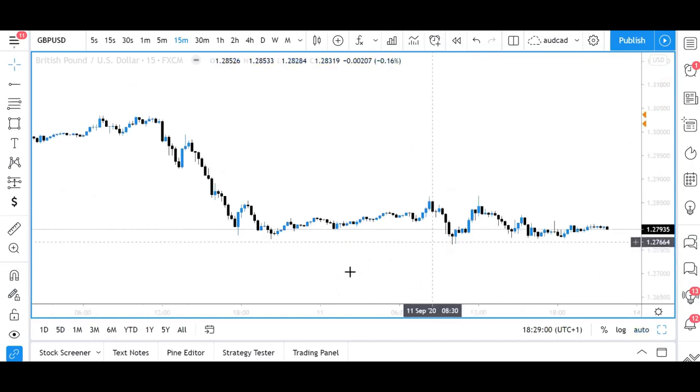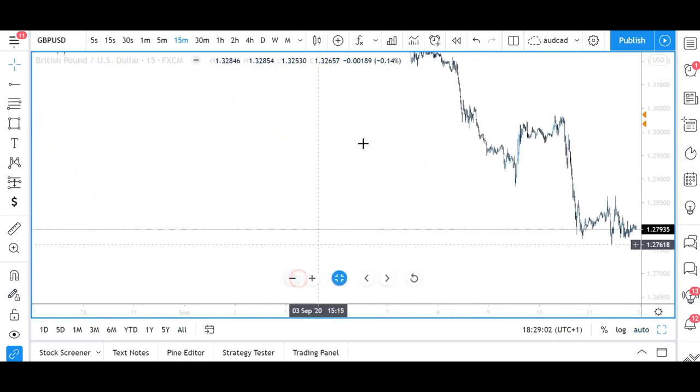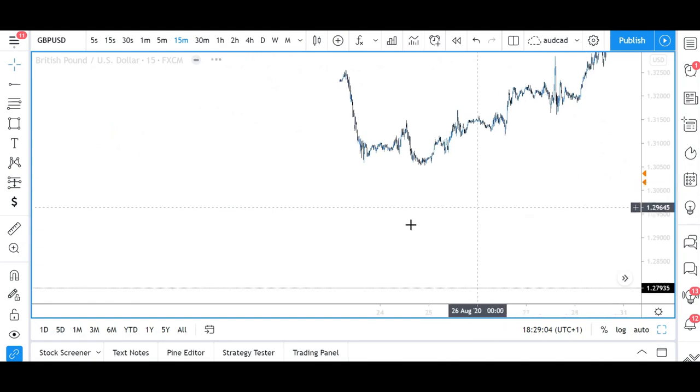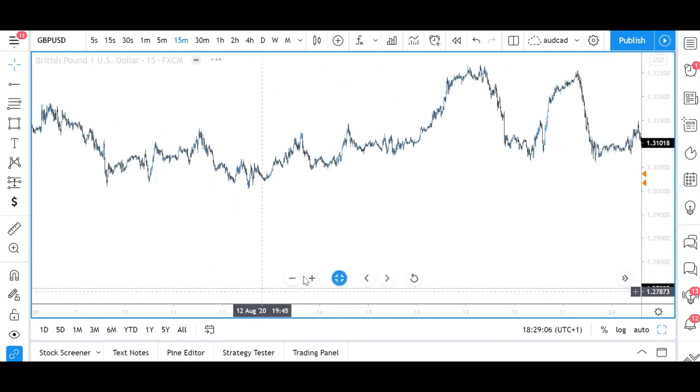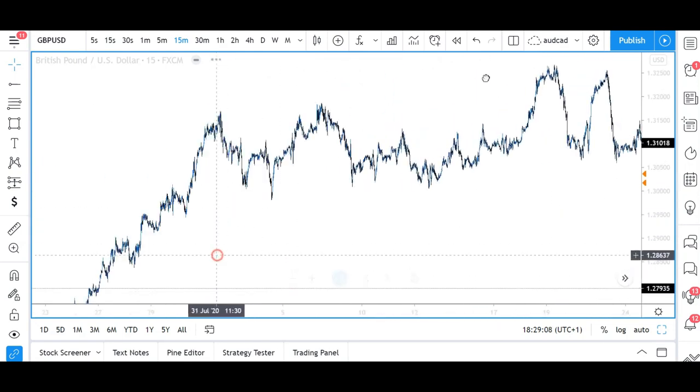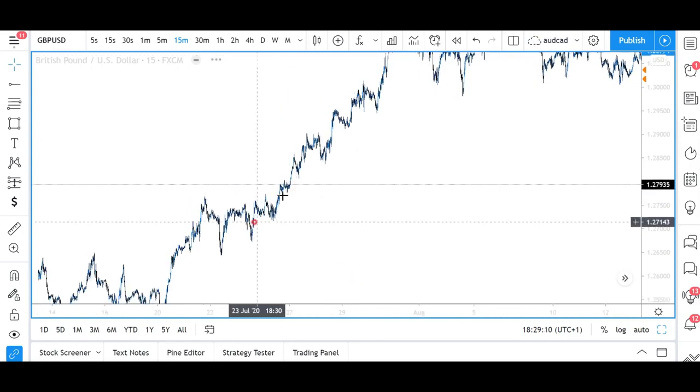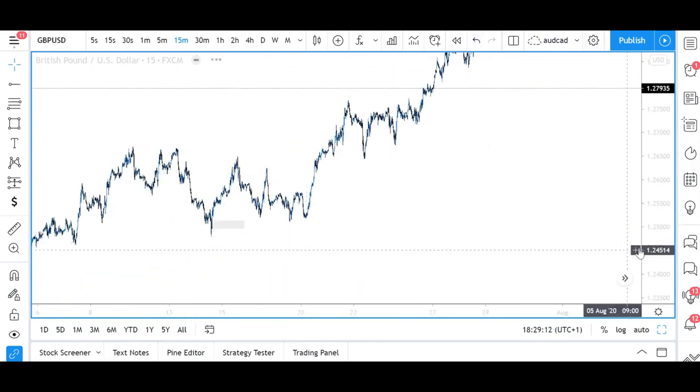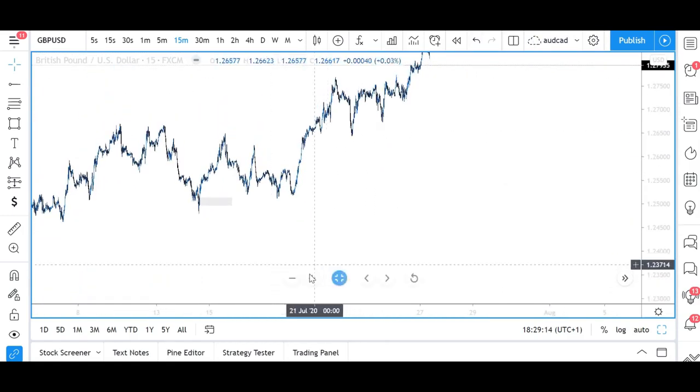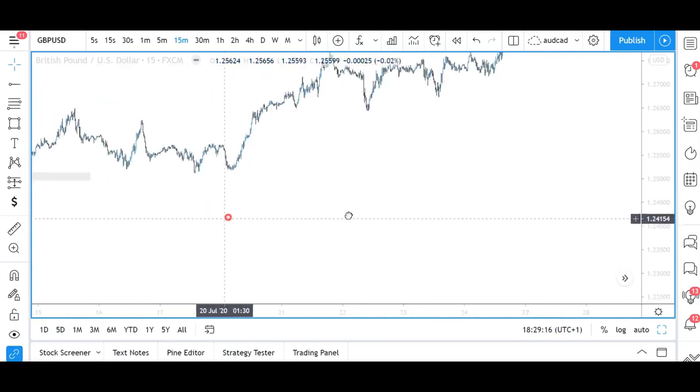Let's go back out and let's find where it was. Oh, I didn't realise it was this far back. Apologies for the delay. Okay, right. So if we zoom in, what happens?